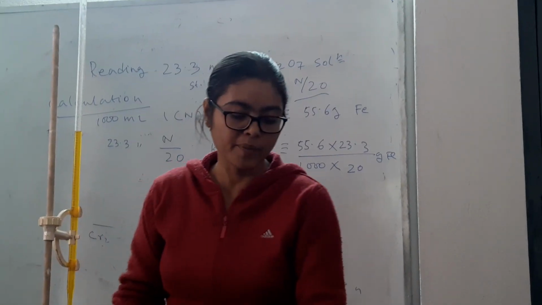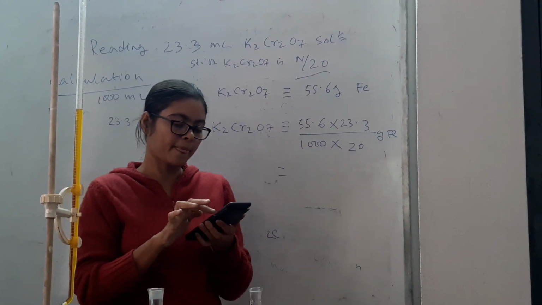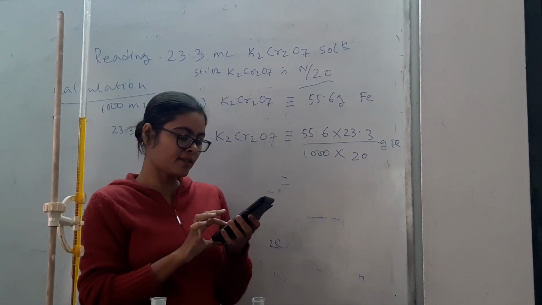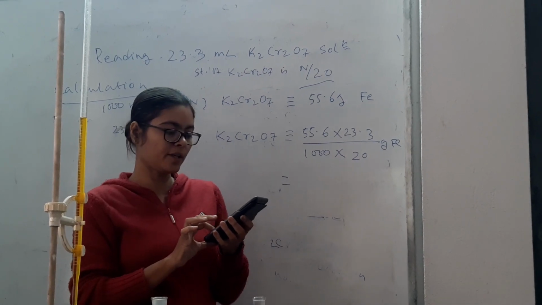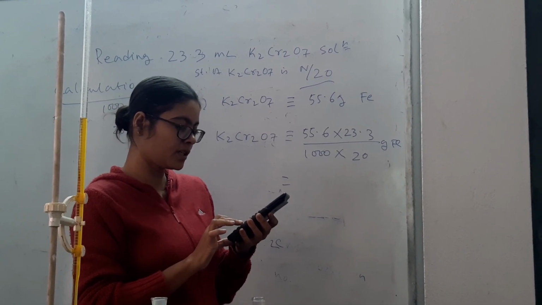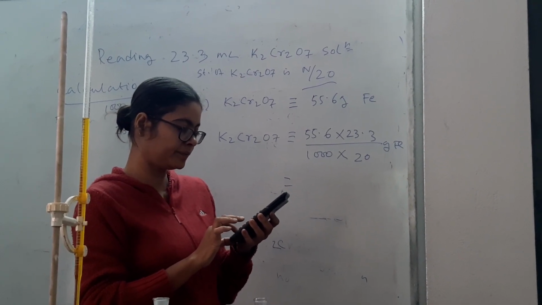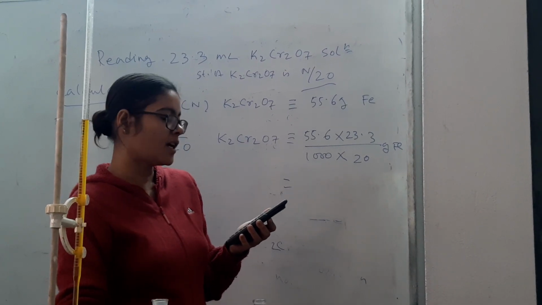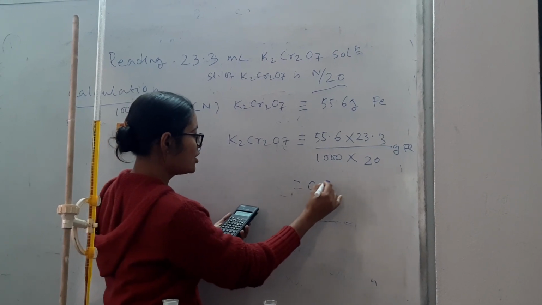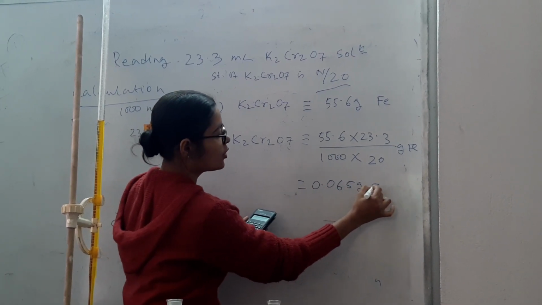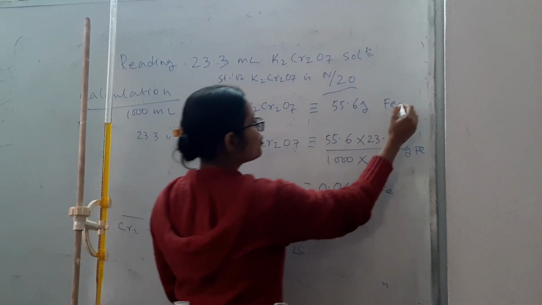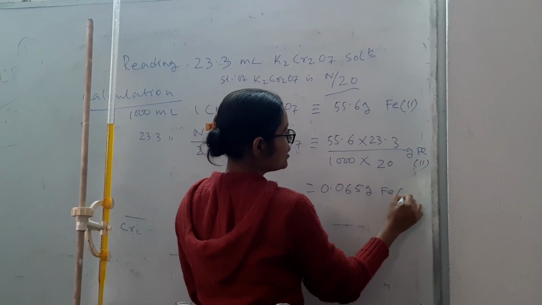Okay. Now I am using the calculator to see the calculation. 55.6 into 23.3 divided by 20 divided by 1000. The calculator shows it is 0.065. It is 0.065 gram of iron. Okay. So it is iron 2. It is also iron 2.